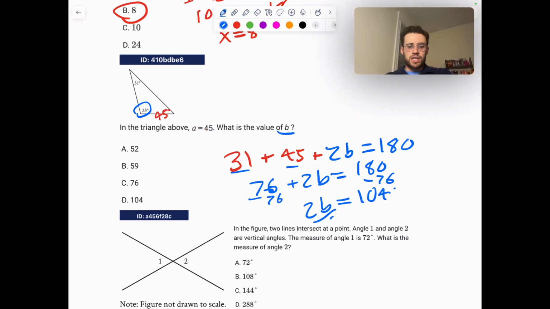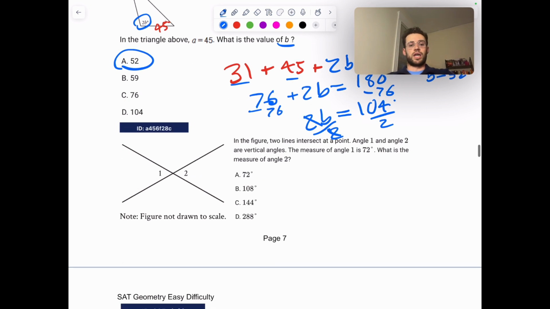Now we can divide both sides by 2 to get B alone, because we don't want 2 times B, we want just 1B. And that gives us that B equals 104 divided by 2, which is going to be 52 degrees. So 52. If you want to check that, just do 52 times 2 is 104. 104 plus 45 plus 31. If you type it in your calculator, it should give you 180 if you did it correctly.